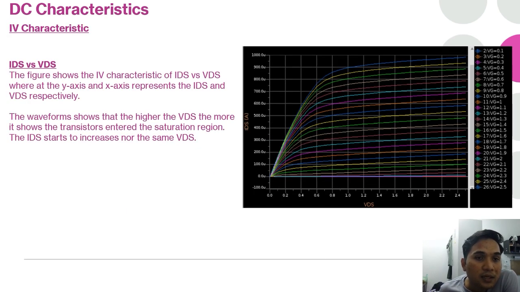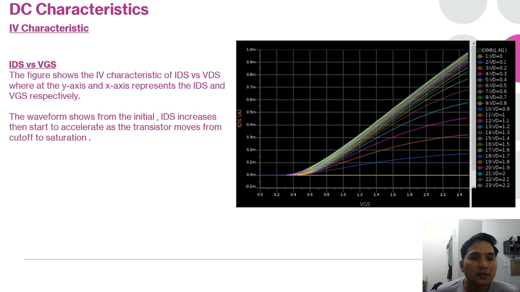This is the IV characteristic from our design, which shows the IDS versus VDS, where the y-axis represents the IDS and the x-axis represents the VDS. The waveform shows that the higher the VDS, the more it shows the transistor entered the saturation region. The IDS starts to increase, not the same VDS.